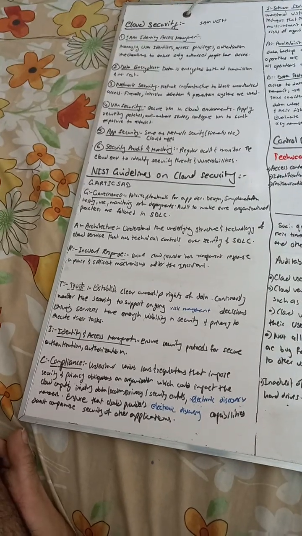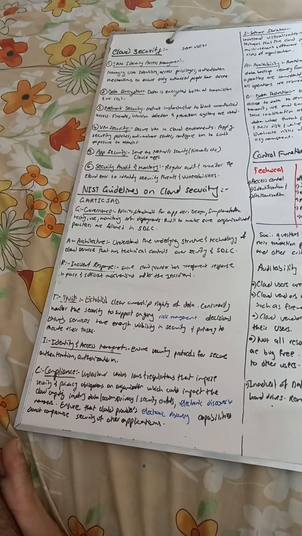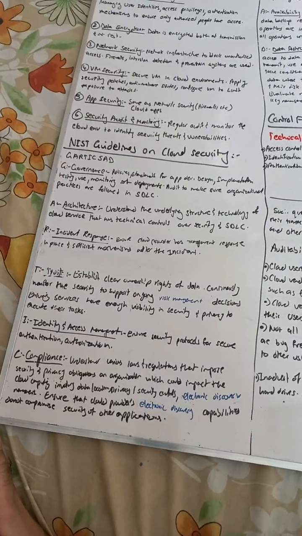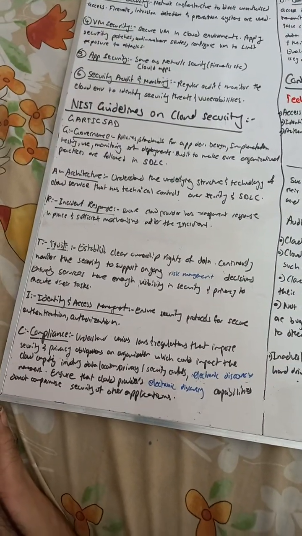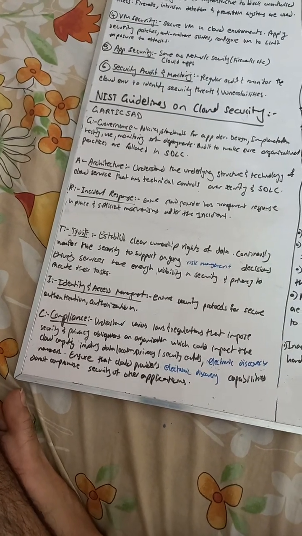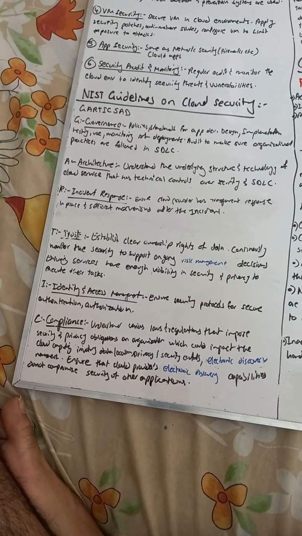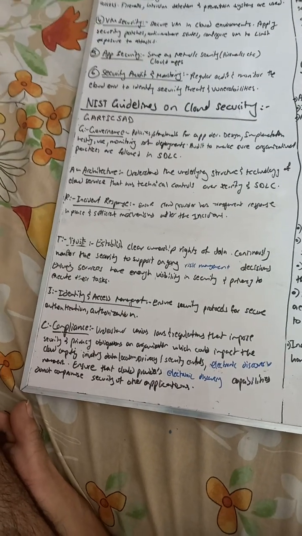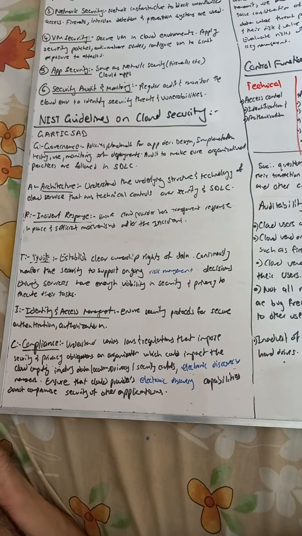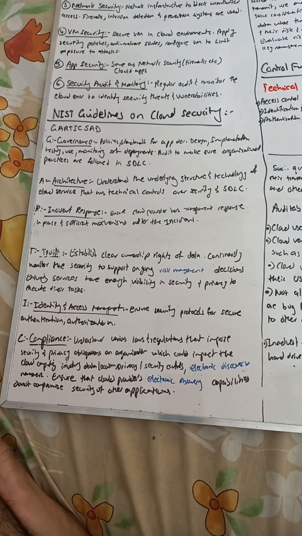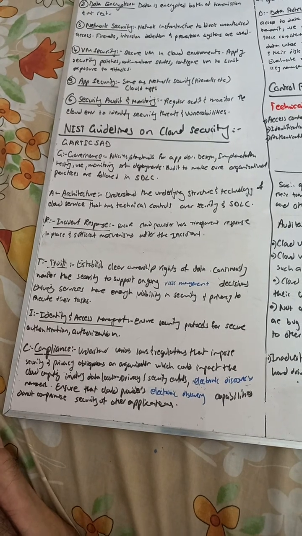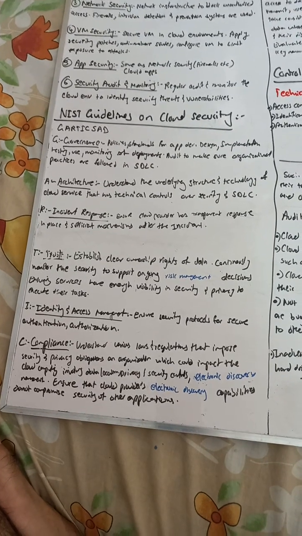Then we have T, which is trust, and trust basically means that you want to give some trust to some of the resources that your cloud service is using. So this basically means some of the resources must have some visibility to the security and privacy so that they can actually use their resources without being blocked all the time, right?